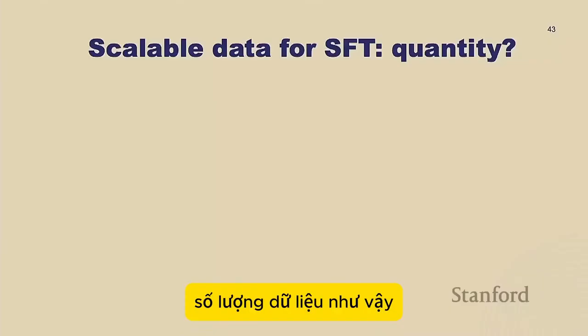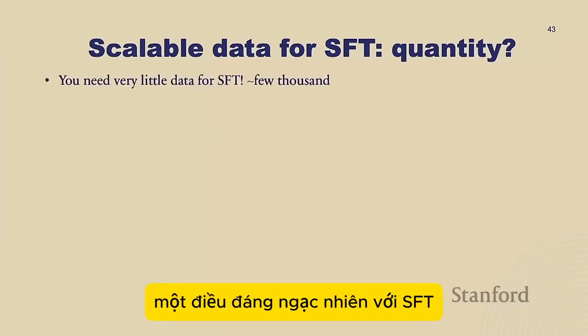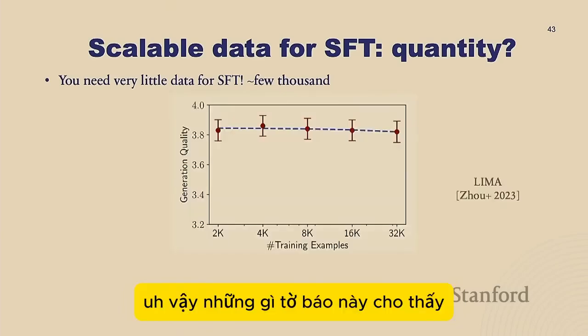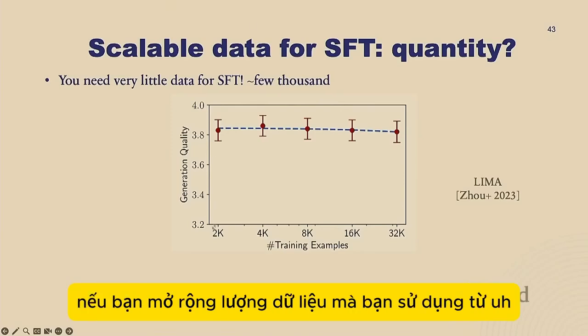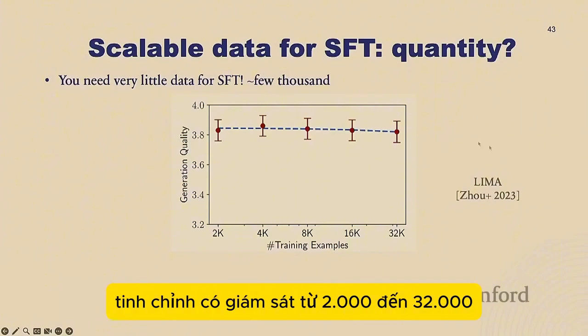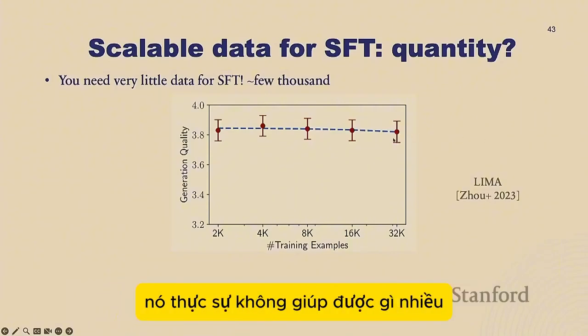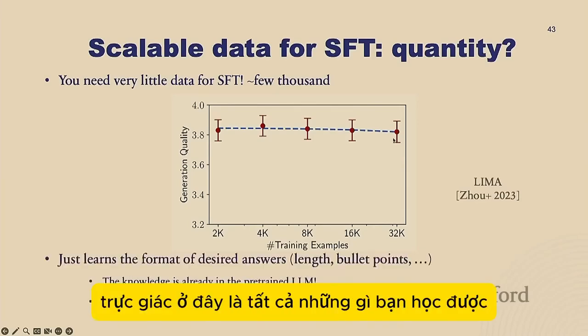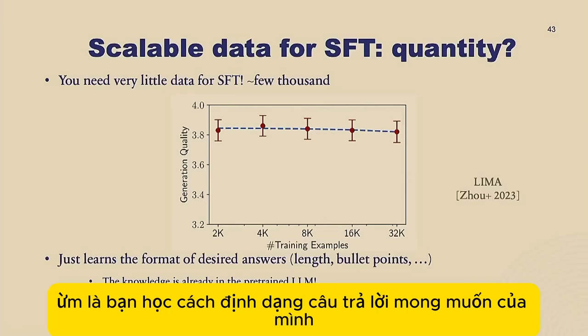Quantity of data. So we talked about what type of data and how we collect it. One thing which is surprising with SFT is that you don't need that much data. What this paper showed, this is called LIMA, is that if you scale the amount of data you use for supervised fine-tuning from 2,000 to 32,000, it really doesn't help much. So here scaling laws definitely don't help. The intuition here is that all you learn is how to format your desired answers.